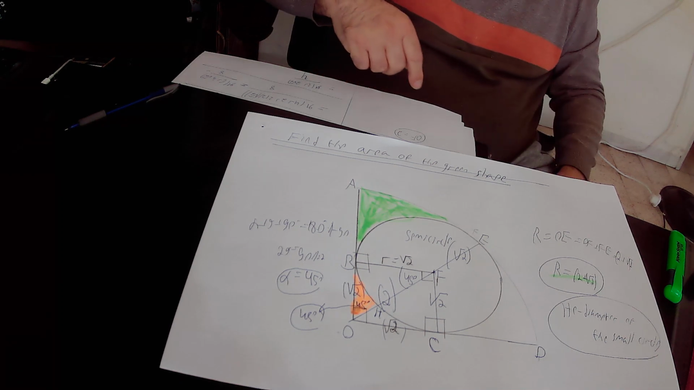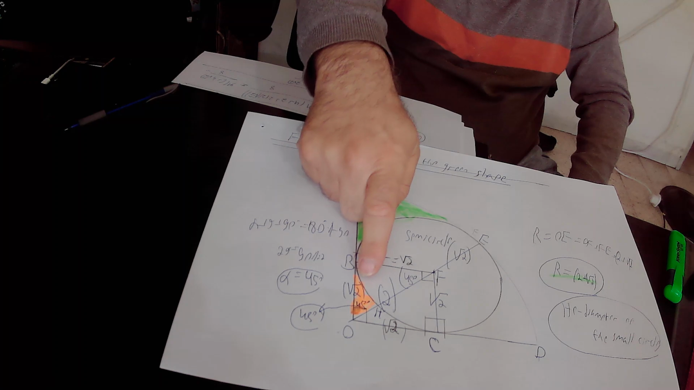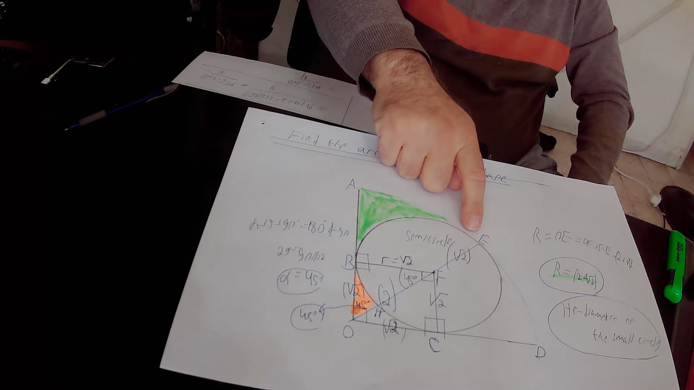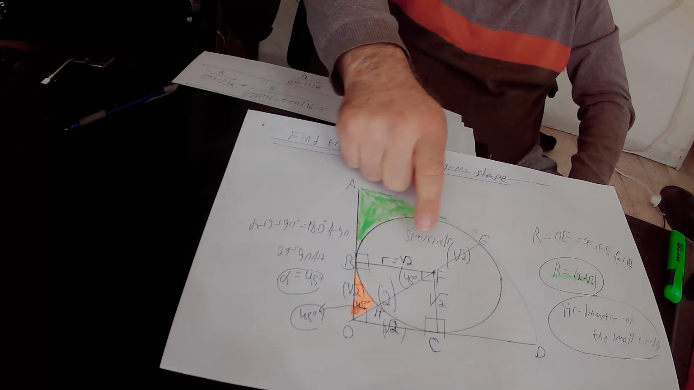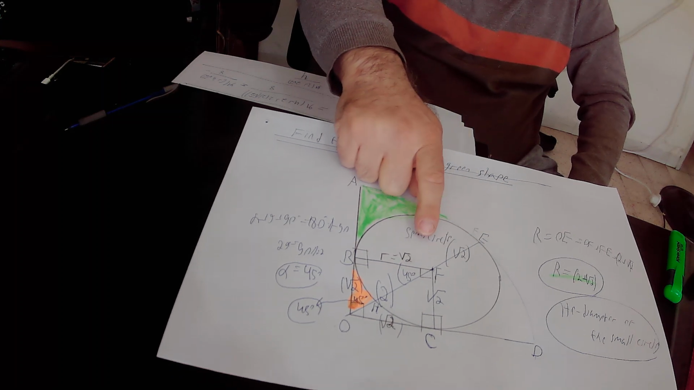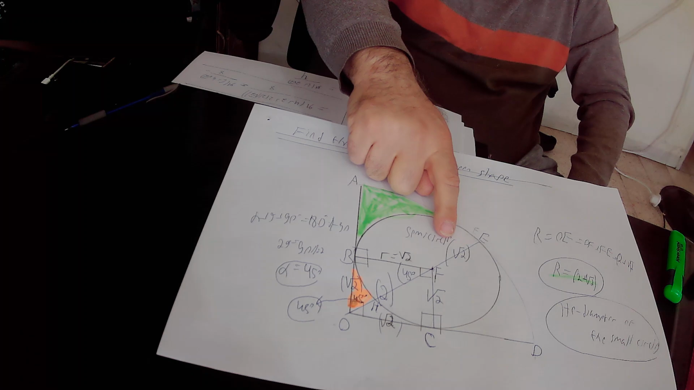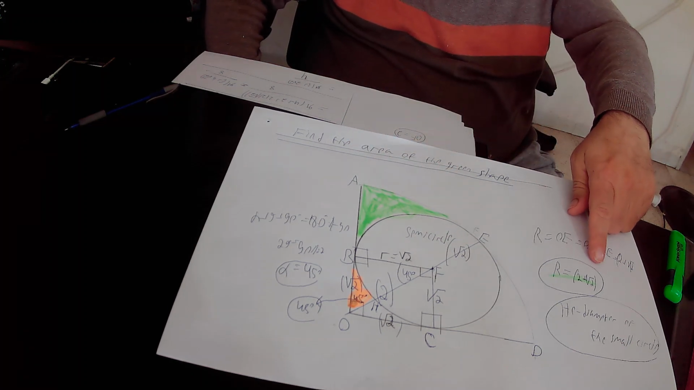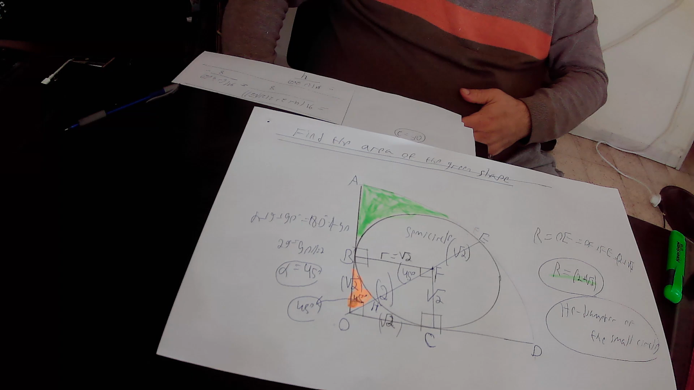So, in conclusion, we found out that OE, which equals capital R, the radius of the big circle, equals OF that is 2, plus FE that is the square root of 2. So in total, the radius capital R of the big circle equals 2 plus the square root of 2.